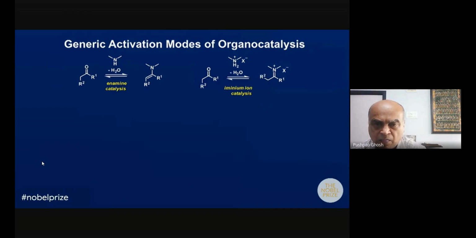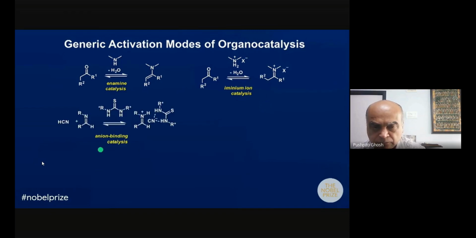Consider, for example, anion binding catalysis, where a hydrogen bonding catalyst binds to anions to generate supramolecular chiral anions that then can engage in nucleophilic addition reactions, for example, with very high anti-selectivity. Very fruitful concept that has led to numerous very important publications in the field of organocatalysis.